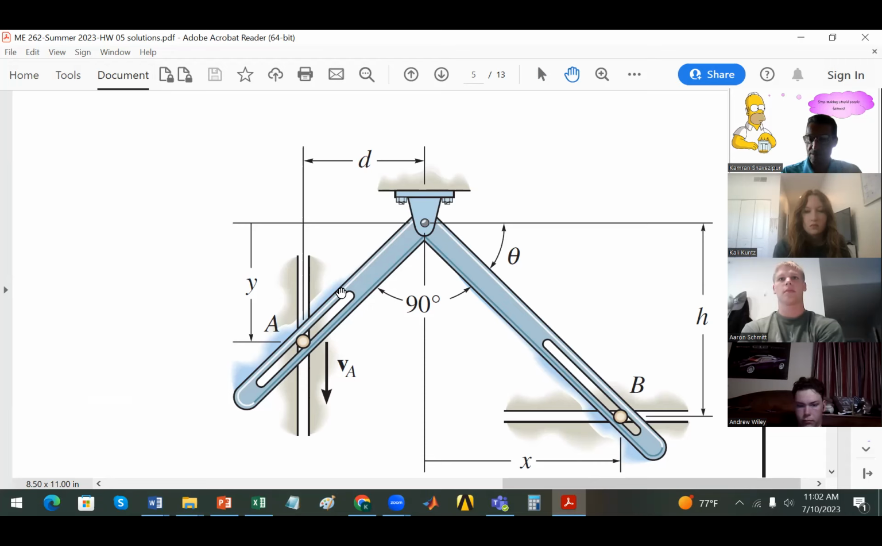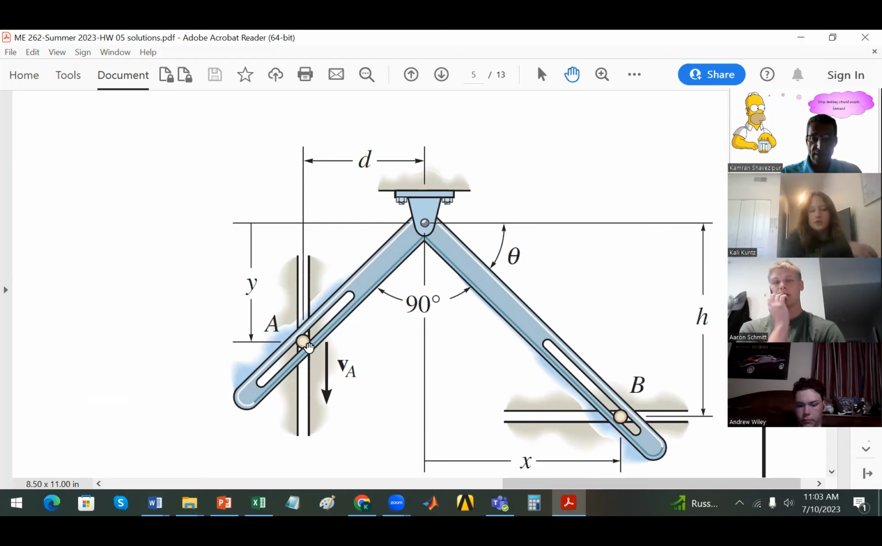You follow? This is just the geometry. The whole thing is 180, right? You took 90, this one plus this one are going to be 90. So if theta plus this is 90 and this plus this is 90, this is going to be theta, this angle. Make sense?